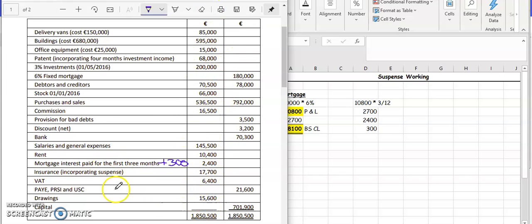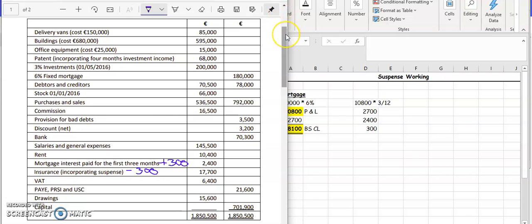So what we're trying to do is take our suspense out of our insurance. So if our debit side is now up 300, we need to make sure our debits and credits are the same. So to take that mortgage interest out of your suspense, you're going to go minus 300. And that's going to be your first adjustment in your insurance when we come to it.